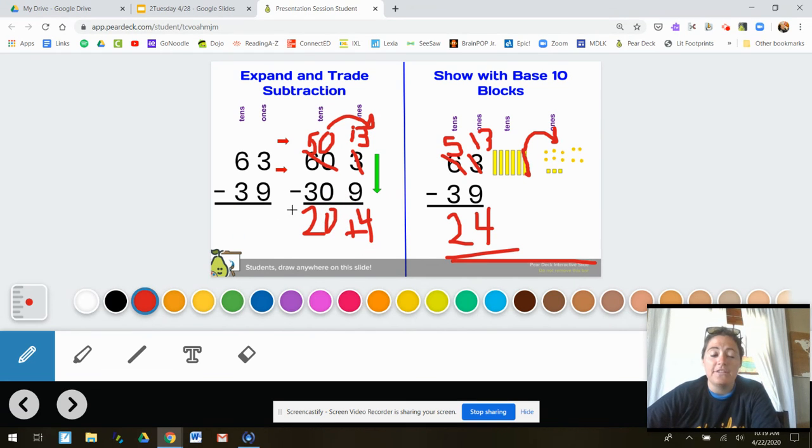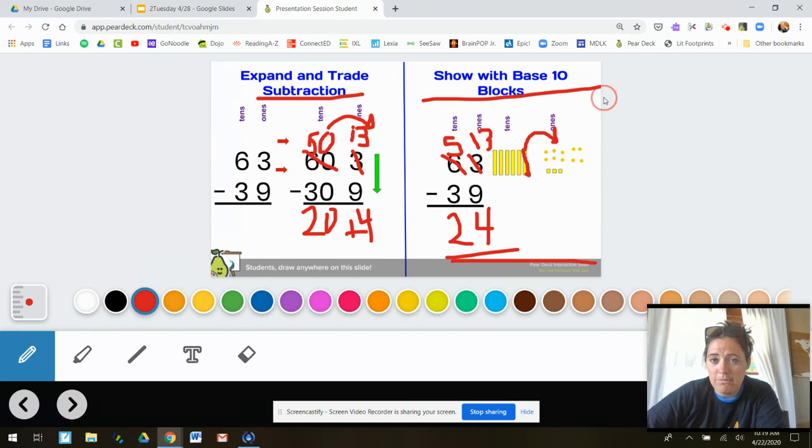Okay, that's your answer. Now, when you go to do these slides on your own, one of these sides, either expand and trade or showing it with base 10 blocks, one of those ways is going to make a little bit more sense. So you can spend more time showing your work in one of those ways. I just wanted to cover all of our bases with how we're showing this, okay?